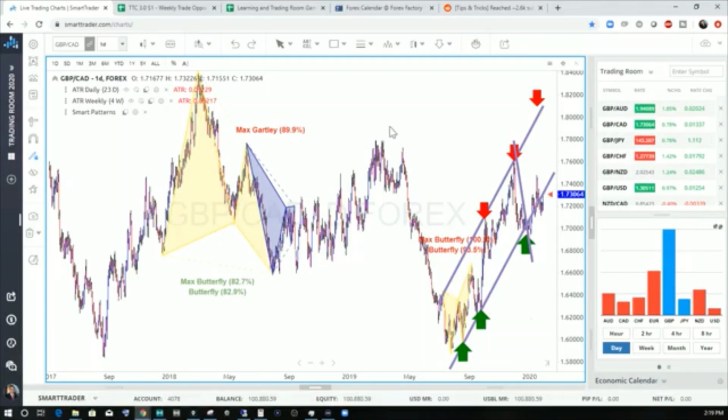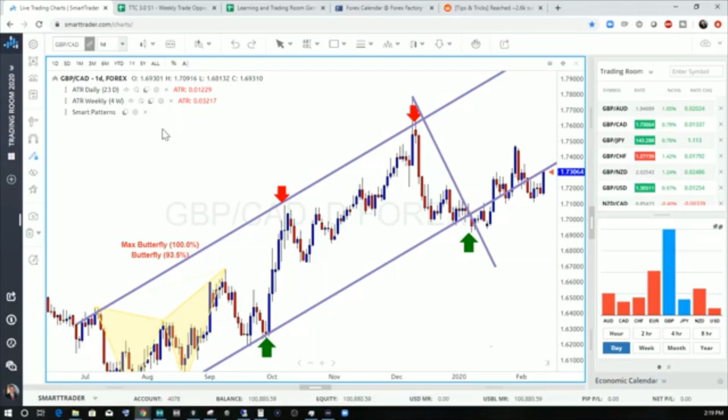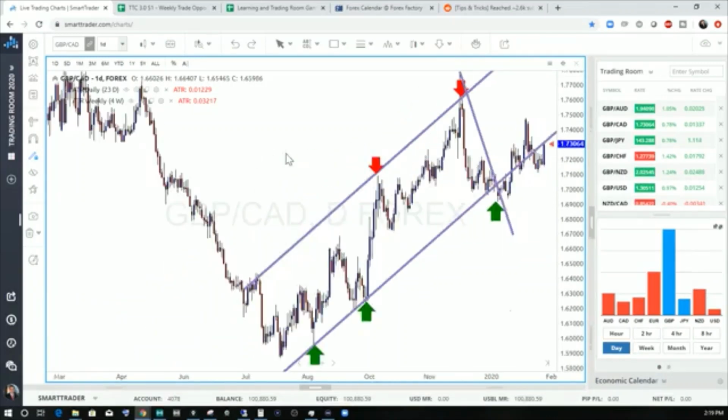And I'm going to go ahead and open up my chart right here. I'm going to kill all of these patterns right here. So I'm going to go ahead and open up right here.